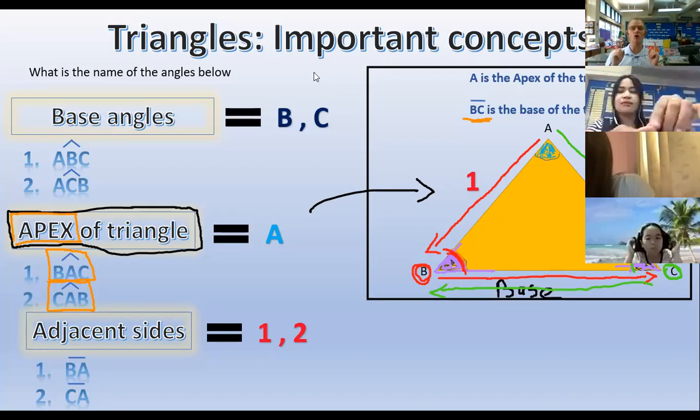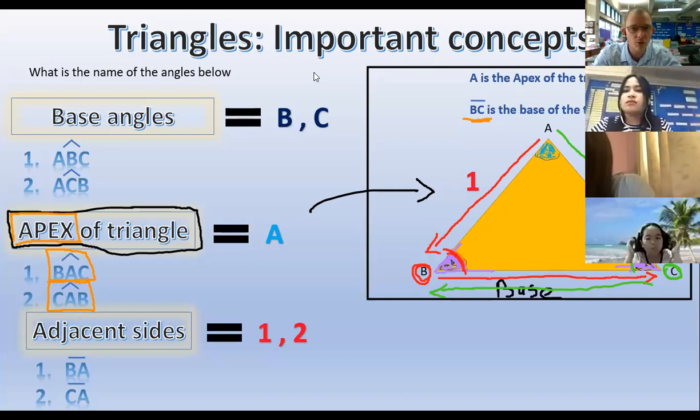But also, when we look at the triangle, we also have adjacent sides. Those are the sides that touch the apex and the baseline. But it can be more than one line in a triangle. It's usually two lines in a triangle. They touch the apex and they touch the baseline at the bottom.